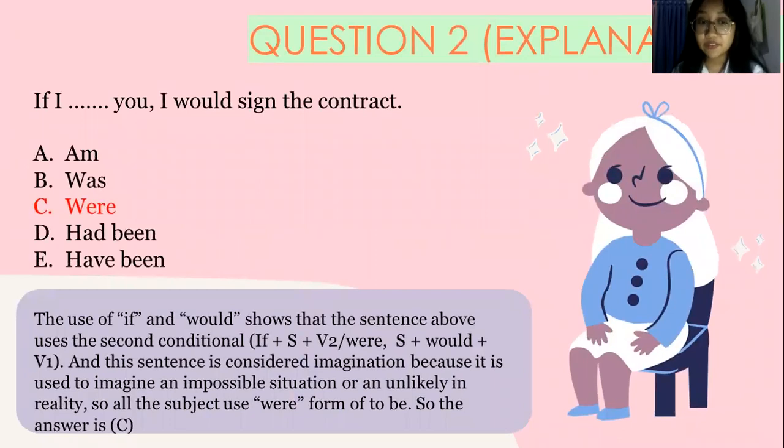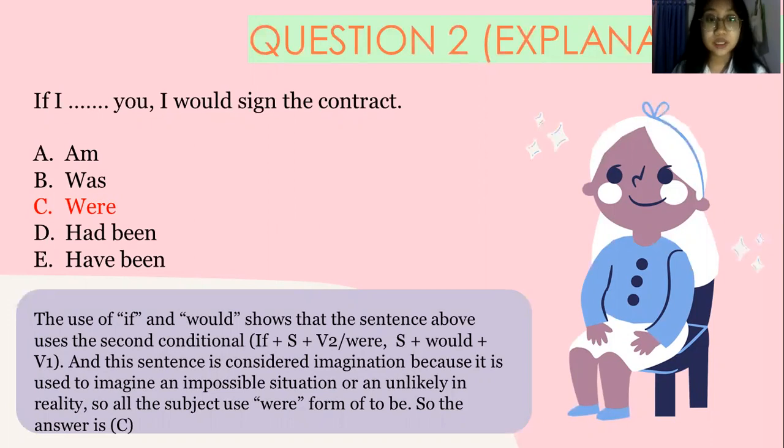The use of if and would shows that the sentence here uses the second conditional. And the sentence is considered imagination because it is used to imagine an impossible situation or an unlikely one in reality. If you can see here, if I were you, that is something that is impossible to happen, right? I cannot be you. We cannot be someone else, right? It is impossible to happen. So that's why in this sentence we use the second conditional.